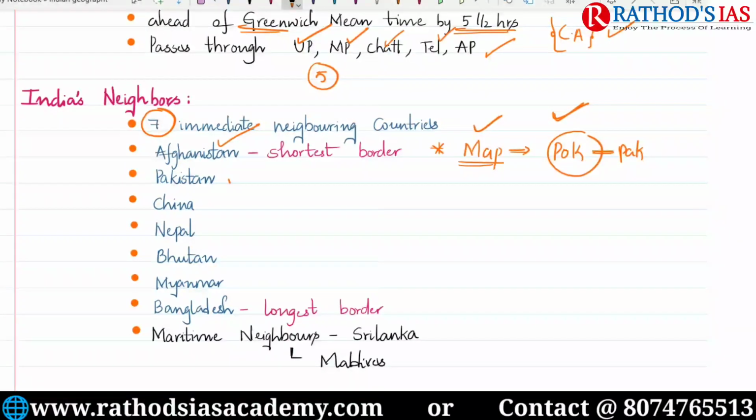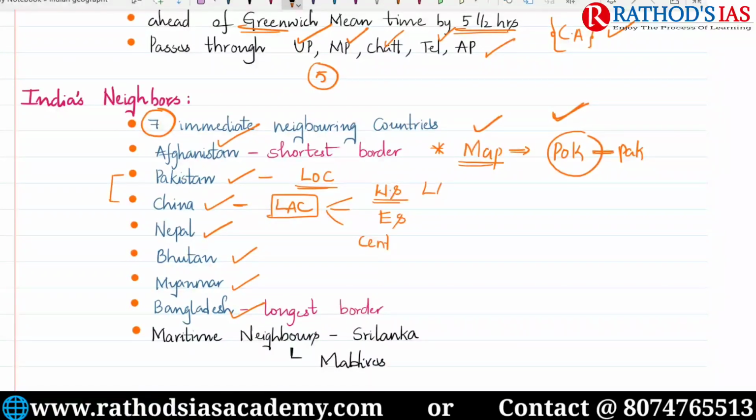And other countries are Pakistan, China, Nepal, Bhutan, Myanmar, Bangladesh. So these are the countries we are sharing the boundaries with. And regarding Pakistan and China, we are facing issues. Between India and Pakistan, we have the Line of Control. And between India and China, we have the Line of Actual Control. And actually with China, we are facing some issues regarding the boundary in 3 sectors: in the western sector, in the eastern sector and as well as in the central sector.